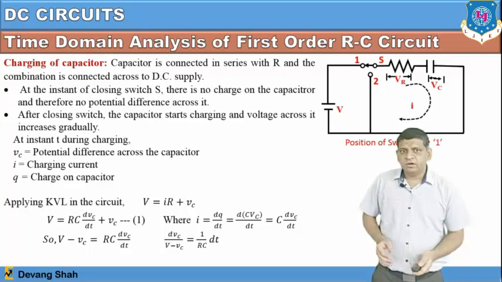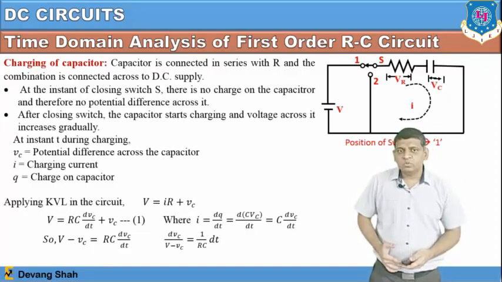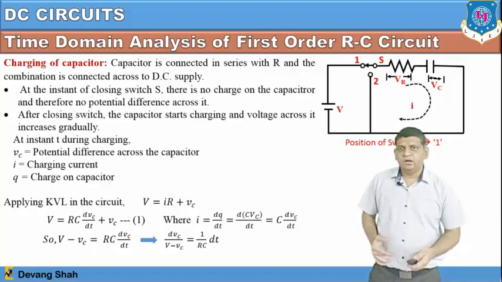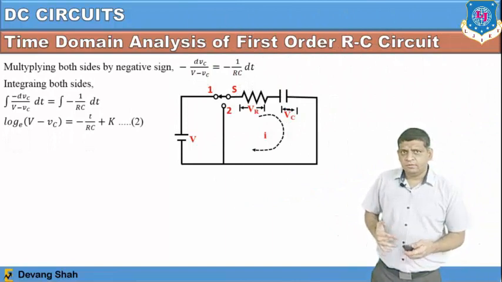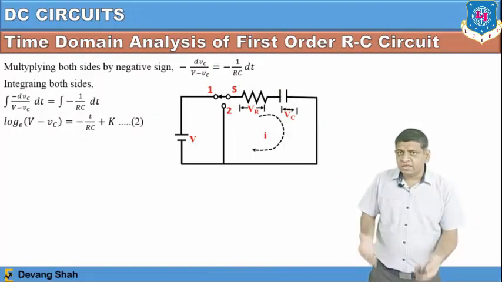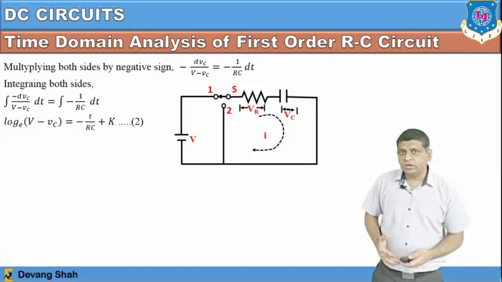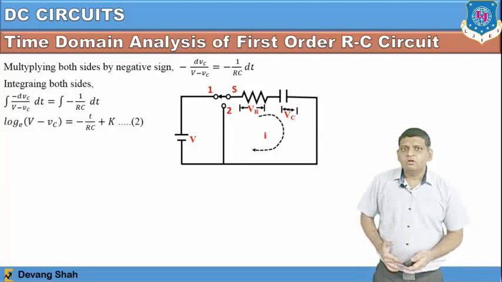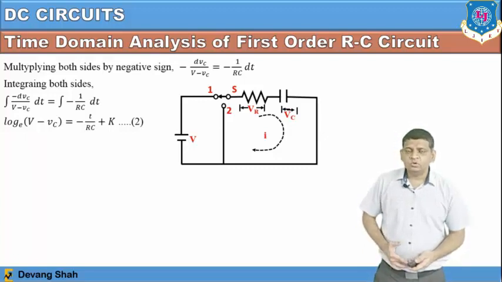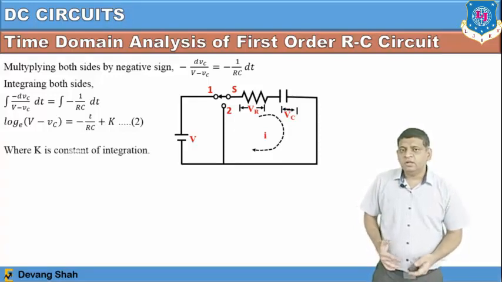Again rearranging, you will find dVc divided by V minus Vc is equal to 1 by RC into dt. Now if I multiply by minus 1 on both sides and take the integration, you will find the integration of minus dVc divided by V minus Vc is equal to the integration of minus 1 by RC into dt. Once I solve this integration, I find log of V minus Vc to the base e is equal to minus t divided by RC plus K, where K is the integration constant.